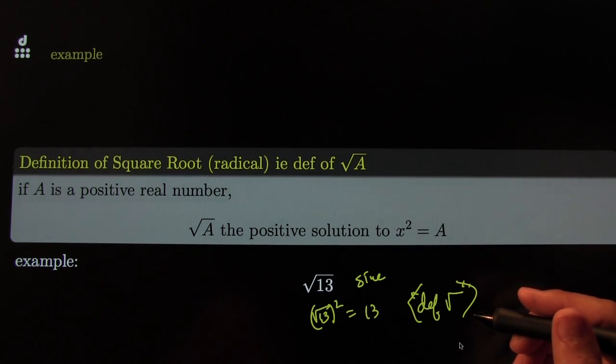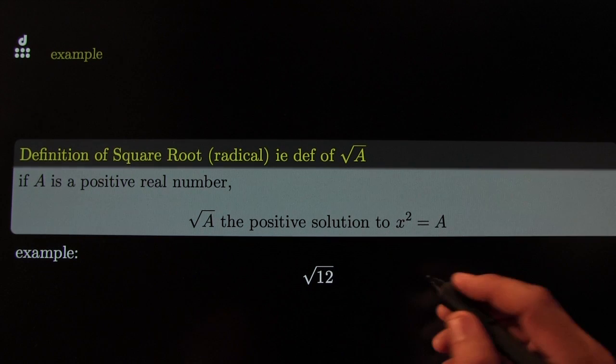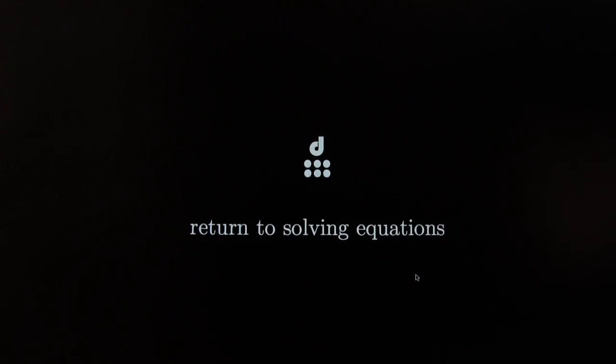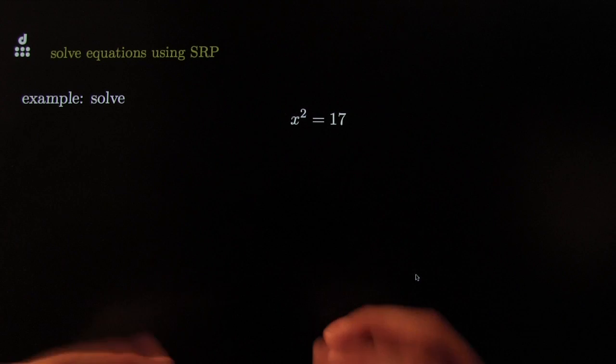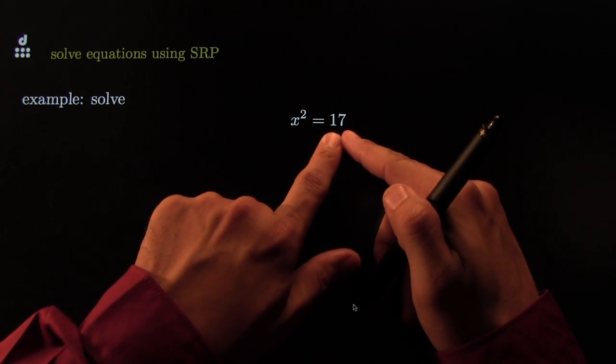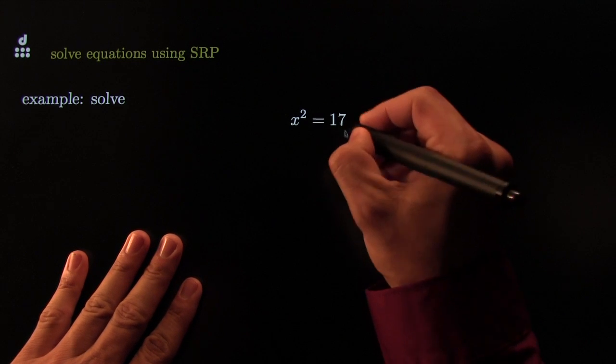All right, talk is cheap. I think we should get back to solving equations. Okay, let's get back to solving equations. So we return to solving equations, and we pay particular attention now to the ones where the right hand side is not an even square.